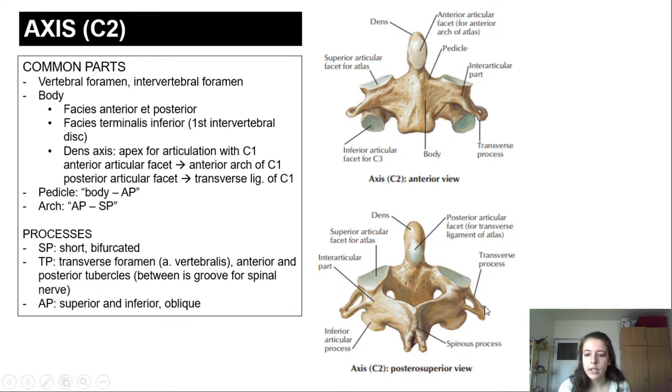So, anterior and posterior tubercles, groove for exit of spinal nerve. And then the articular processes, we're going to have the superior articular facet or process for atlas, and the inferior articular process for articulation with C3, with third cervical vertebra. You can see that it's always the same, just follow the scheme.